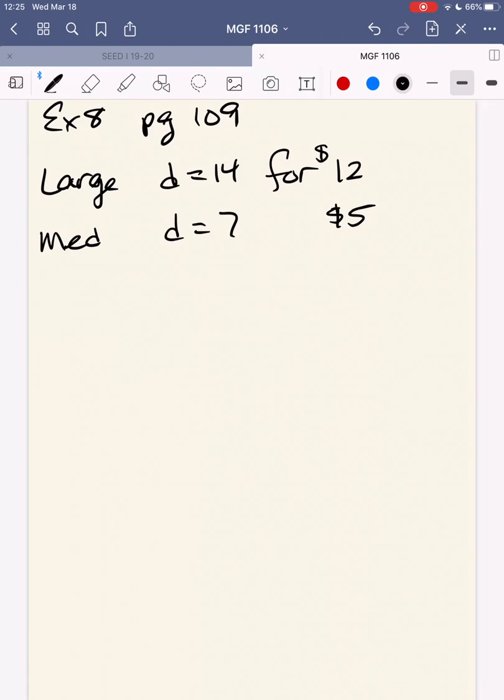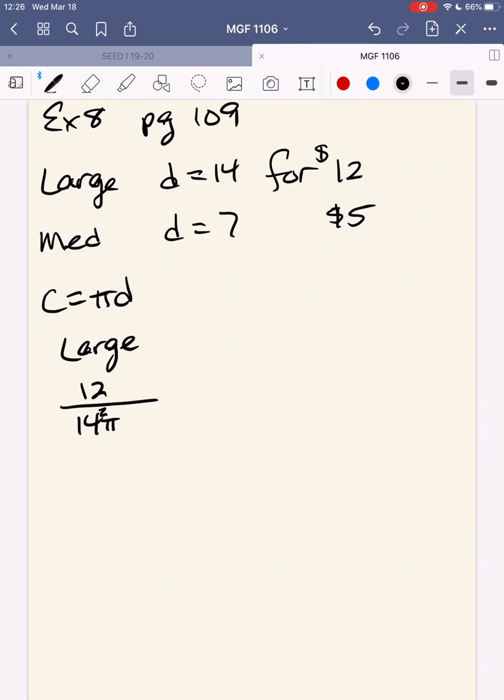Okay, so my large pizza, I want to go ahead and look at my diameter here. So I want to go ahead and look at my circumference. Remember, my circumference is pi d because I have my diameter. All right, so for the large pizza, I am going to pay $12, and my circumference is 14 pi.